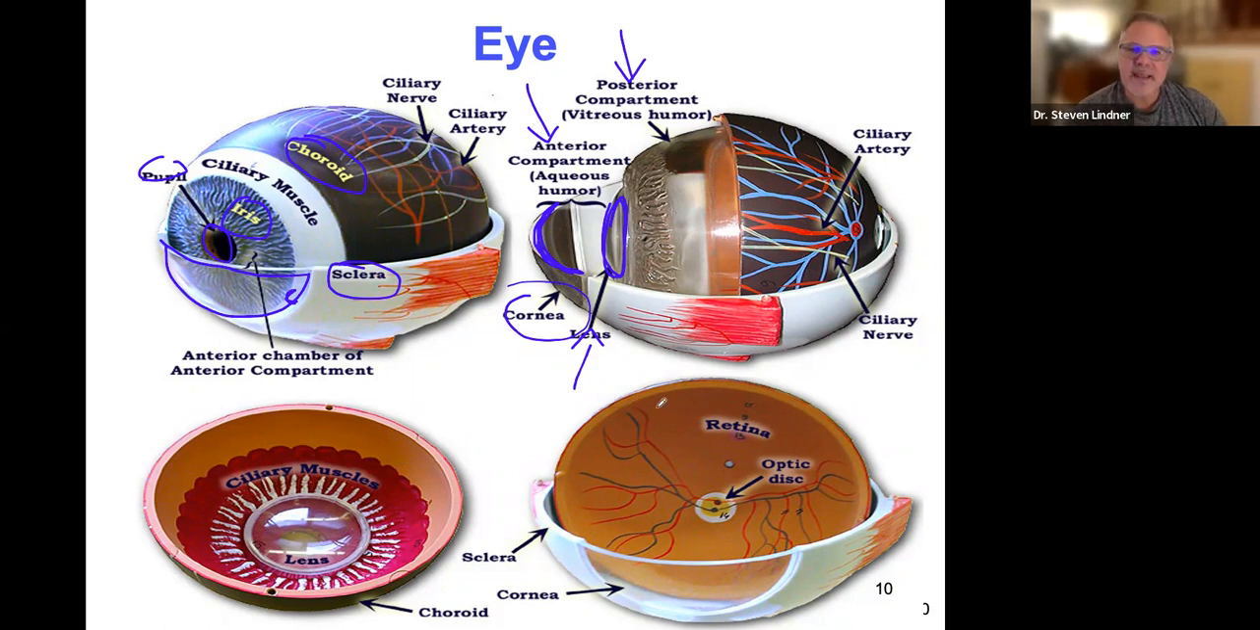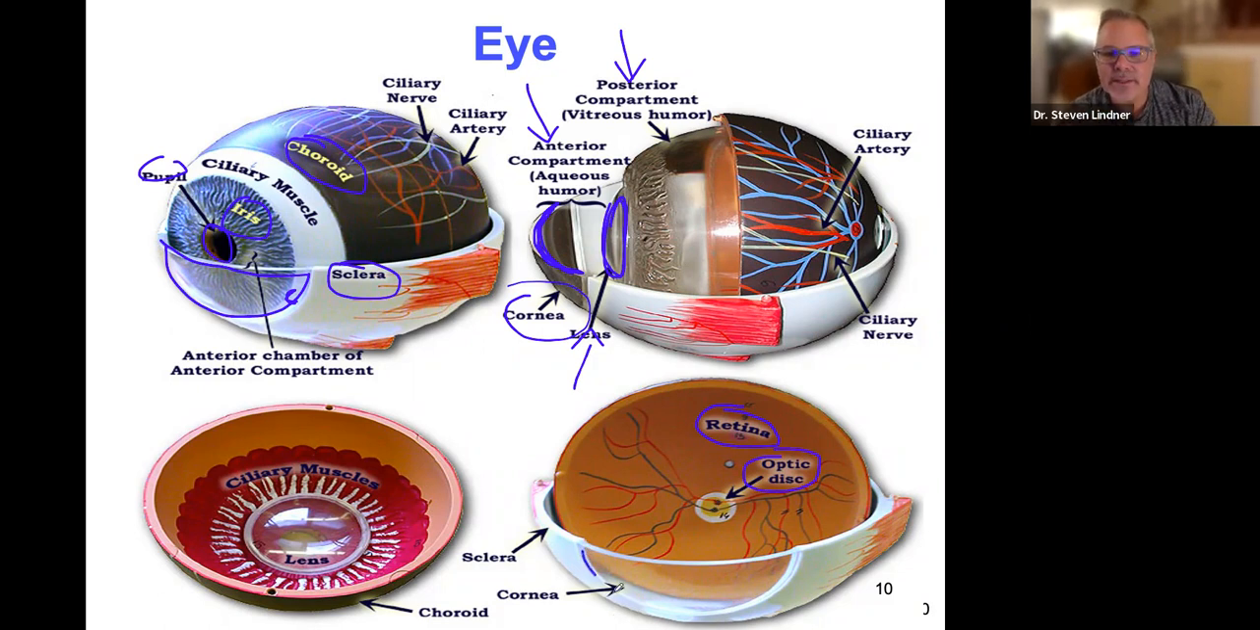When we take this part and dissect it off and look on the inside, that's where we have the retina. Now the retina is the innermost layer. So the outermost is the sclera, the middle is the choroid, and the innermost layer is the retina. Okay. Here is the optic disc. The optic disc is where the optic nerve and all the blood vessels enter to pierce the eye.